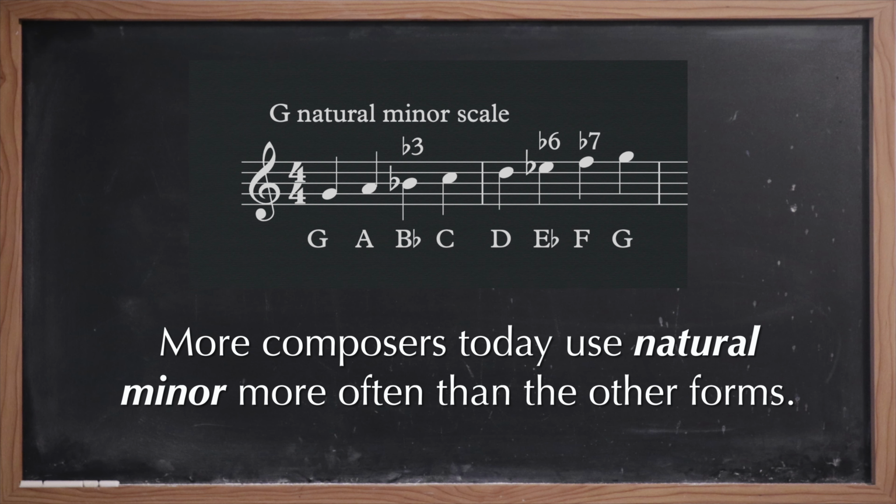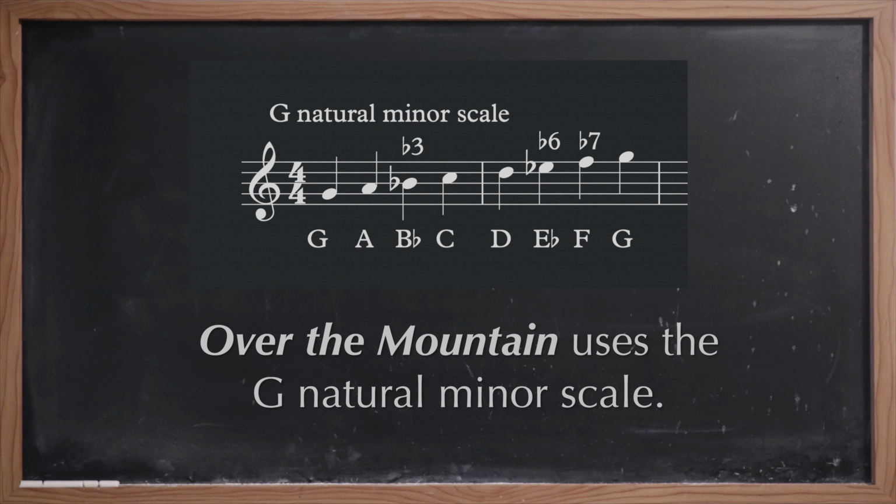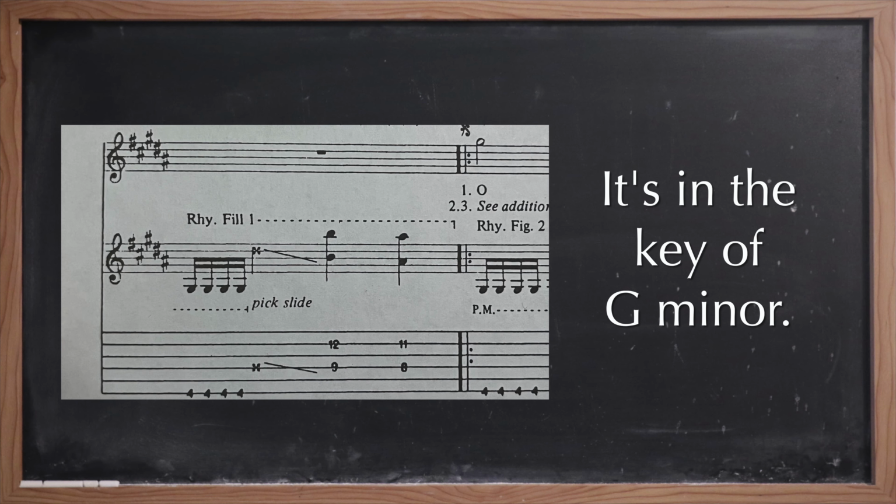In fact, the use of the modes by contemporary composers today is much more common than using a harmonic or melodic minor scale. One of the best examples of the natural minor scale is the track Over the Mountain. This song is in the key of G minor.